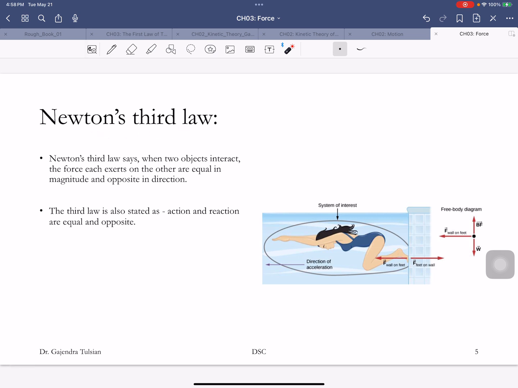Newton's third law says the following: if an object exerts a force on another object, this other object exerts an equal and opposite force on the object. So you might have heard it stated like so: action and reaction are equal and opposite. Here's the action, here's the reaction. So when you take off on a swim, you push on the wall and the wall pushes you back. Similarly, when you're walking, you're pushing back on the ground and the ground pushes you forward. Okay, so we use Newton's third law all the time. So again, action and reaction are equal and opposite, and action and reaction act on two different bodies. Okay, so that's Newton's third law.